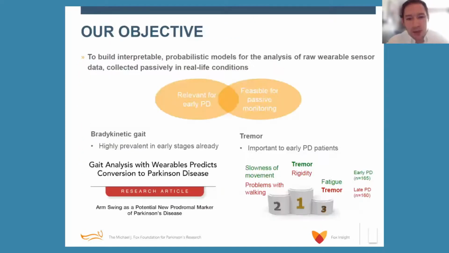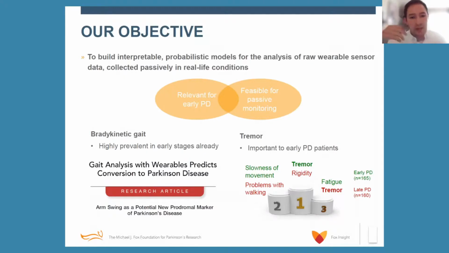Now, our objective is essentially over here. Even though there are lots of things happening in passive monitoring, and this is going to motivate a lot of our model choice when we get to modeling, we need to ignore most of it, because most of what's happening in free living is just brushing your teeth, going to work, going to sleep, things that are fairly irrelevant, and they happen for both Parkinson's and not. We need to focus on the things that are relevant for PD. So this has motivated the choice of gait and tremor.